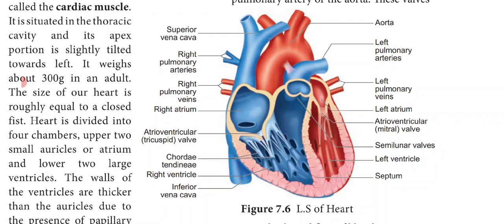The oxygenated blood, that is the pure blood, comes from the lungs and is drained into the left auricle through the 4 pulmonary veins. So the pulmonary veins only transport the oxygenated blood from the lungs, and it is drained into the left auricle.